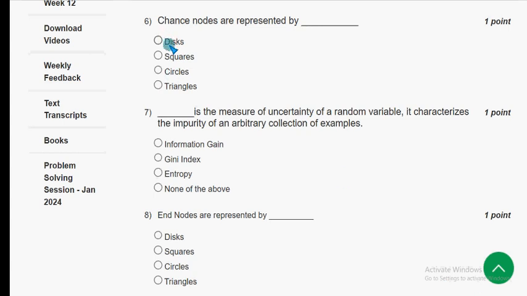Sixth question, guys. Chance nodes are represented by which shape? Chance nodes are represented by what? By dash. So for sixth question, the answer should be third option, circles. Chance nodes are represented by circles. Next, seventh one.